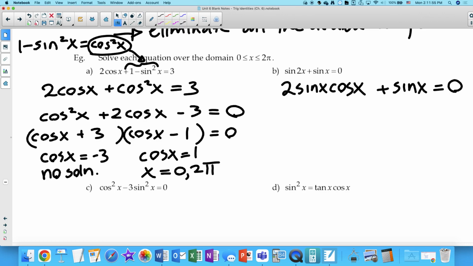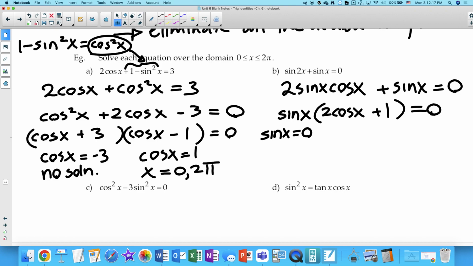Okay, so now I can factor out a sine x, because I have a common factor of sine x, so I will have sine x times 2 cos x plus 1 equals 0. From the first factor, I will get that sine x equals 0, and sine x equals 0 between 0 and 2 pi when x equals 0, pi, or 2 pi. And then the second piece, 2 cos x plus 1 equals 0, so that means that cos x equals negative 1/2.